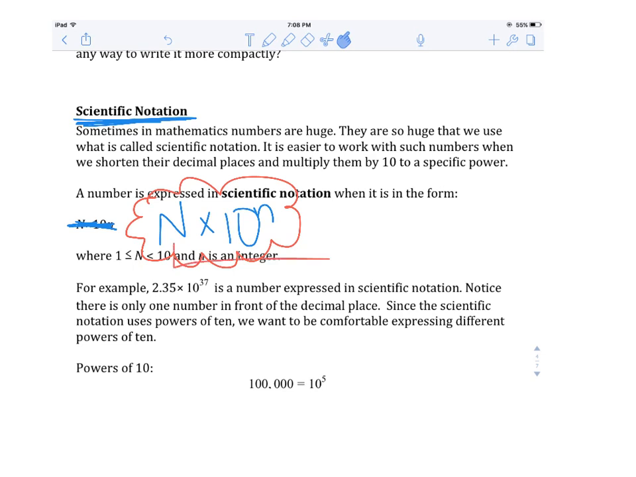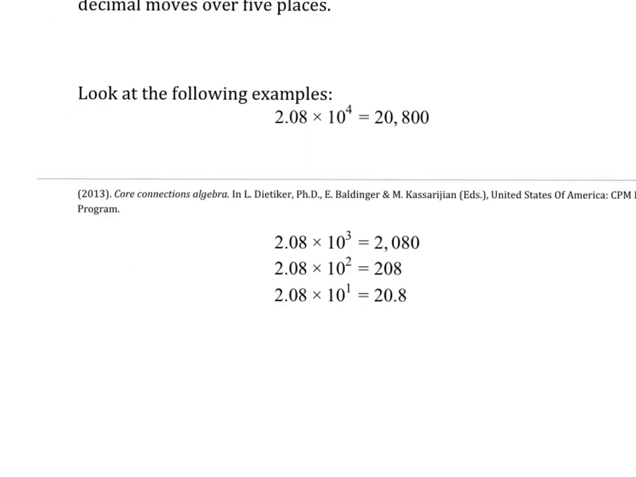This n here has to be between 1 and 10, but it can't be exactly 10. It has to be a single digit. And then we're going to have some kind of exponent here, and this can be negative or it can be positive. So we're going to take a look at some examples.